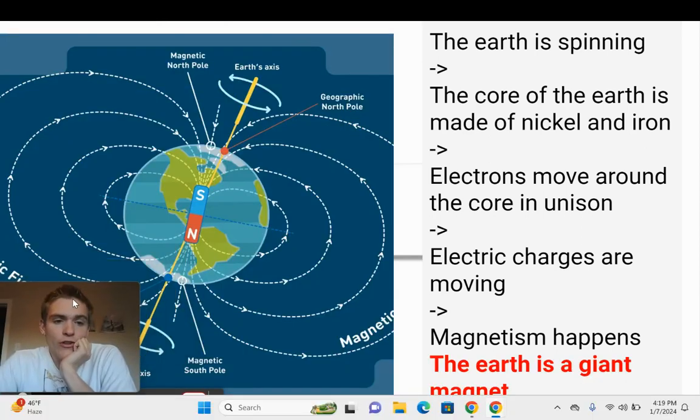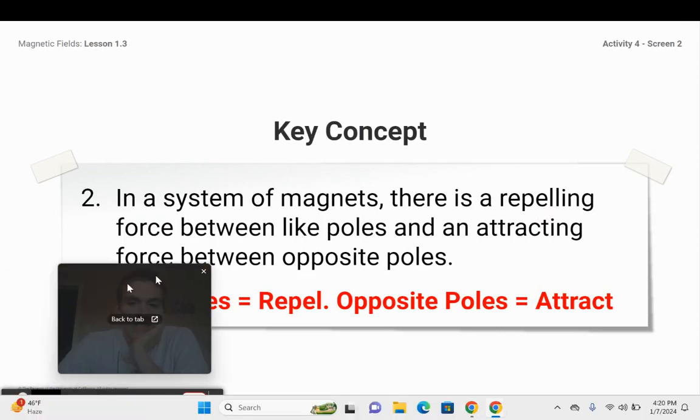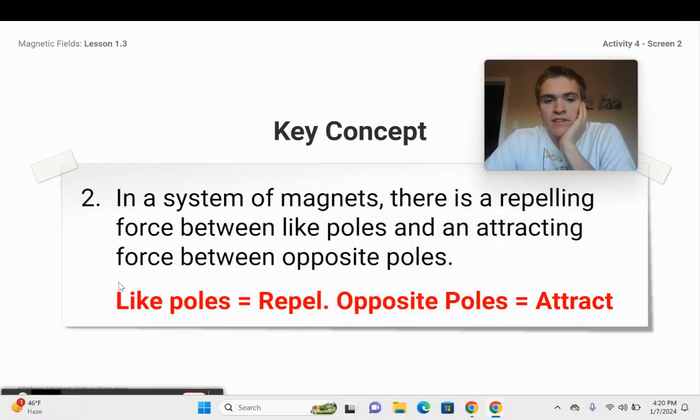So the Earth is a big magnet. The Earth is spinning. The core of the Earth is made out of nickel and iron. The electrons move around the core in unison. The electric charges are moving, and magnetism is happening. The Earth is a giant magnet. So the key concept, remember our key concept: like poles repel, opposite poles attract.